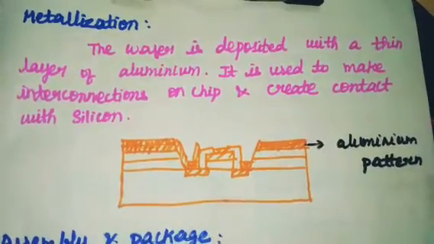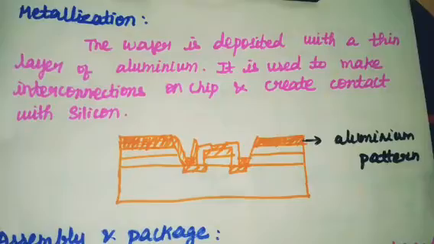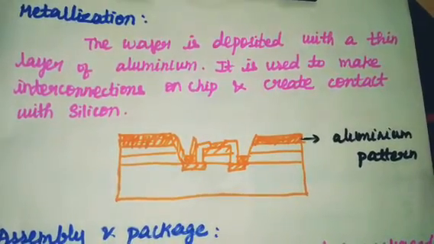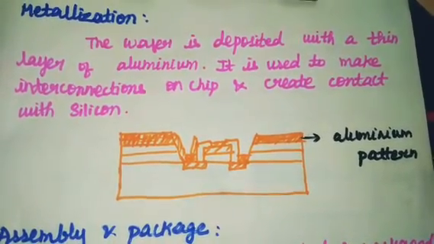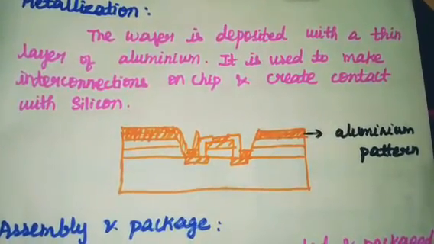This is the final step, metallization. The wafer is deposited with a thin layer of aluminium. It is used to make interconnections on the chip and create contact with silicon. Here aluminium is selected because it is a good conductor.